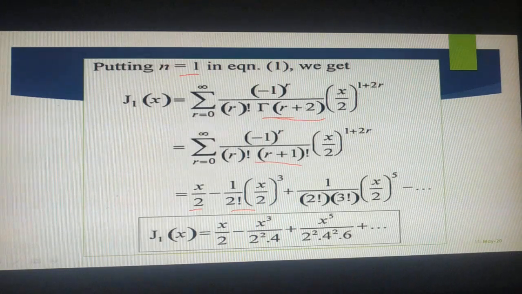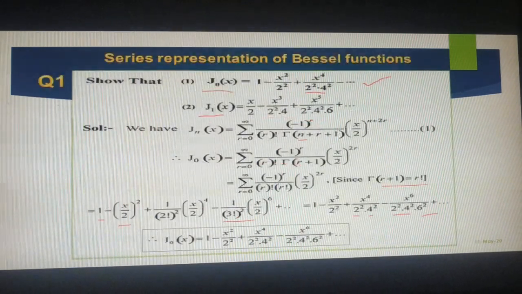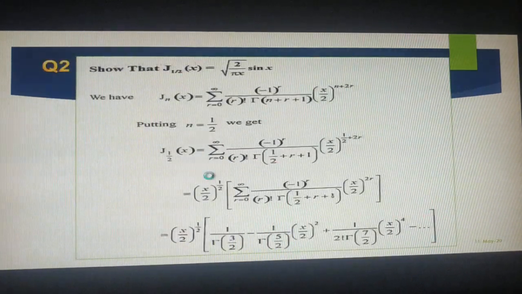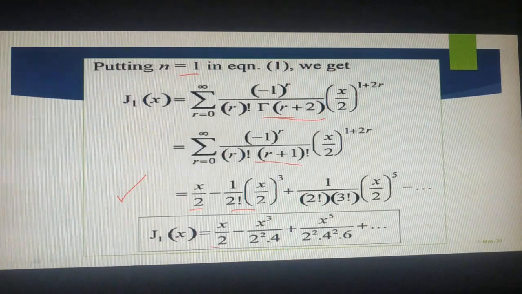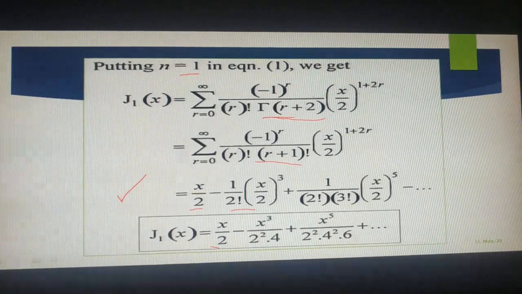So this is the series. But always, as I said, please keep an eye on your final answer, what they are asking. I have to show J1 of x in this form. So the first term is x by 2, okay, I got x by 2 here, and the second term, we should show this second term as x cube in the numerator, and the denominator will be 2 into 2 cube.